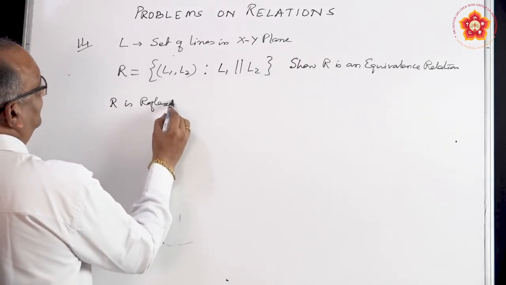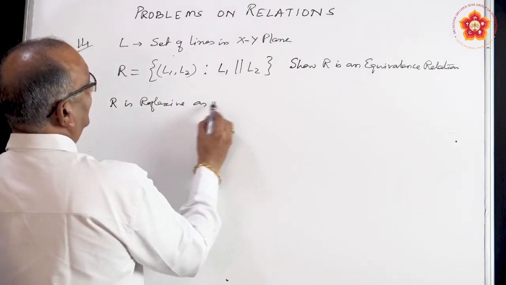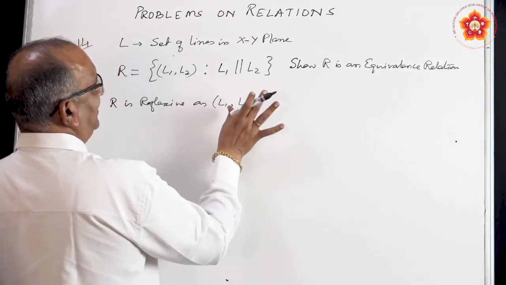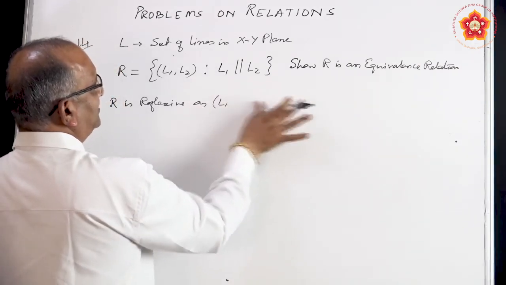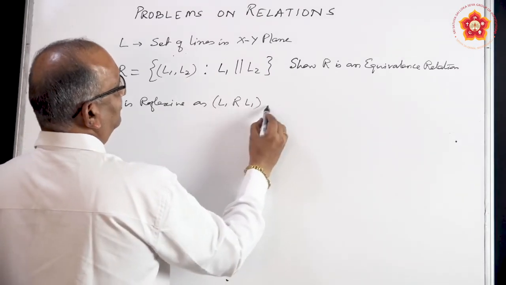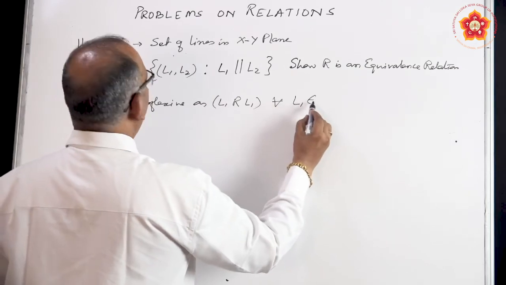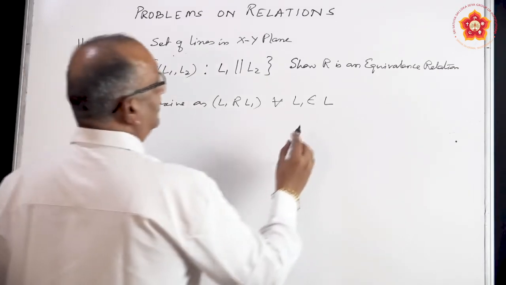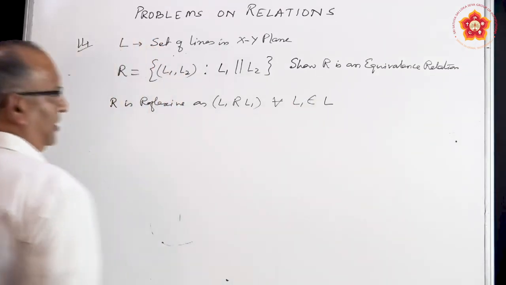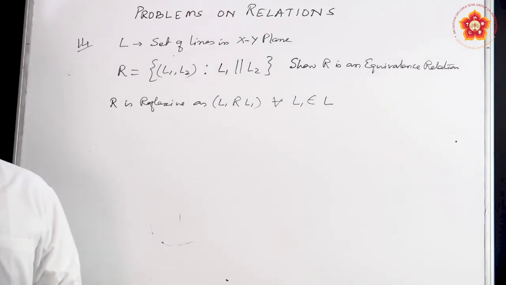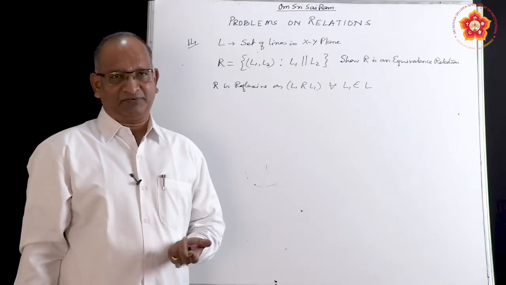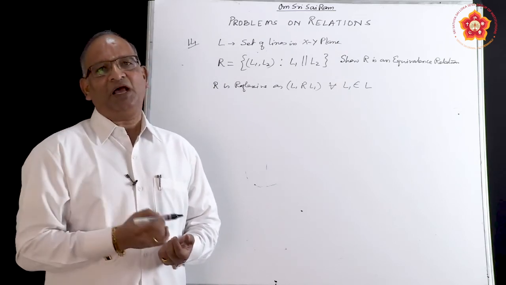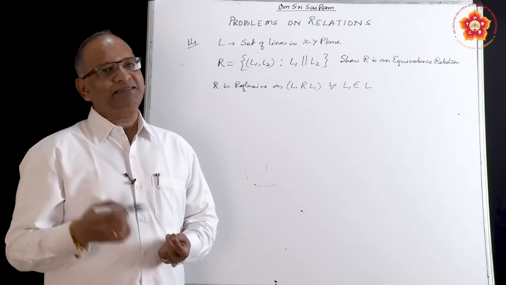So, to begin, we will say R is reflexive. Why is R reflexive? (L1, L1). In other words, you can also say L1 is related to L1 for all L1 belongs to L. What is L? It is the set of lines. How do you say this? Because each line is parallel to itself. So, this relation of lines being parallel is reflexive.